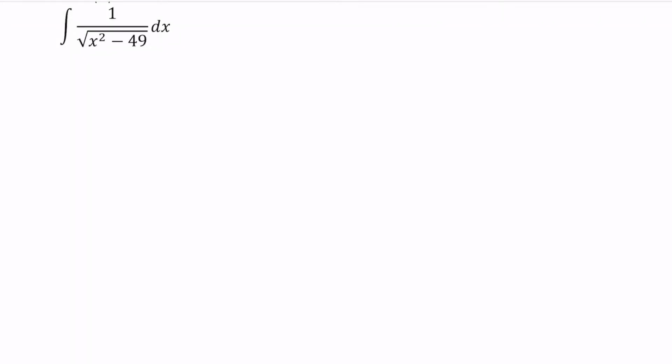Welcome. In this video, I will be integrating 1 over the square root of x squared minus 49 dx. This integral is of the form x squared minus a squared inside a radical. When you have an integral of this form, you want to use the substitution x equals a secant of theta. In this case, a equals 7, since 7 squared gives us a 49, which is what we need.